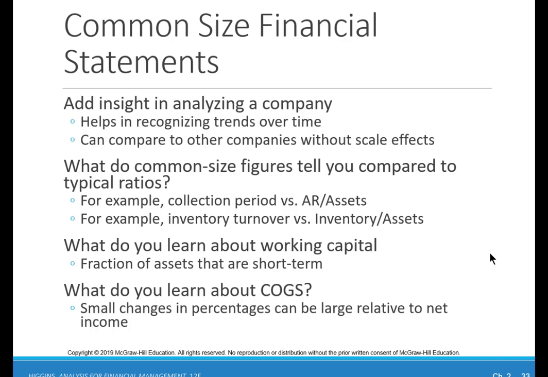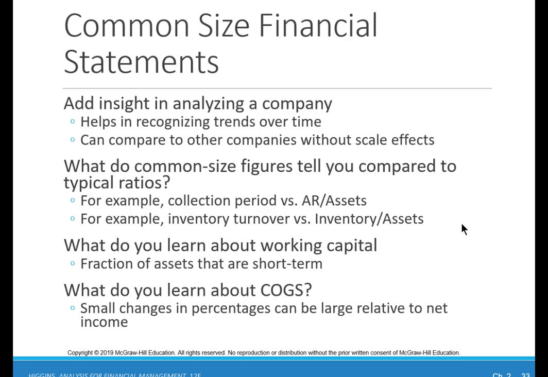Now, another set of ratios that are very helpful are what are referred to as common size financial statements. These are statements that take a financial statement and divide all of the line items by a certain number. On the common size income statement, everything is divided by sales. On the balance sheet, everything is divided by total assets. So this gives us a relative picture of how things relate on a statement.